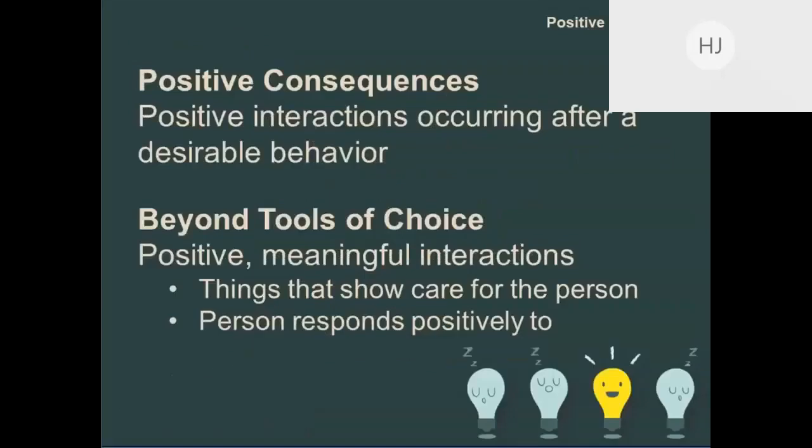So positive consequences, positive interactions that we're looking for occur after any desirable behavior or any instance where they're trying to increase a meaningful interaction or engage in a meaningful interaction. So high fives, fist bumps, way to goes, you're doing awesome, are you interested in going to lunch with me later? These sorts of positive consequences that we're providing should really be coming from a place of building that relationship with the person. And then beyond tools of choice, we're looking at things that show care for the person, and that the person responds positively to.